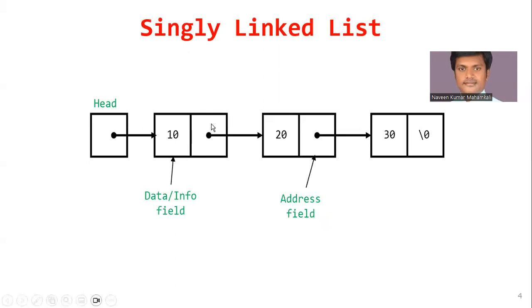Similarly, in a singly linked list, each node has a data field for storing data. It may be of any type, integer or float, etc. Each node also has an address field. You can observe that the first node's address field points to the second node, and the second node's address field points to the third node. The third node is the last node, hence it has null.